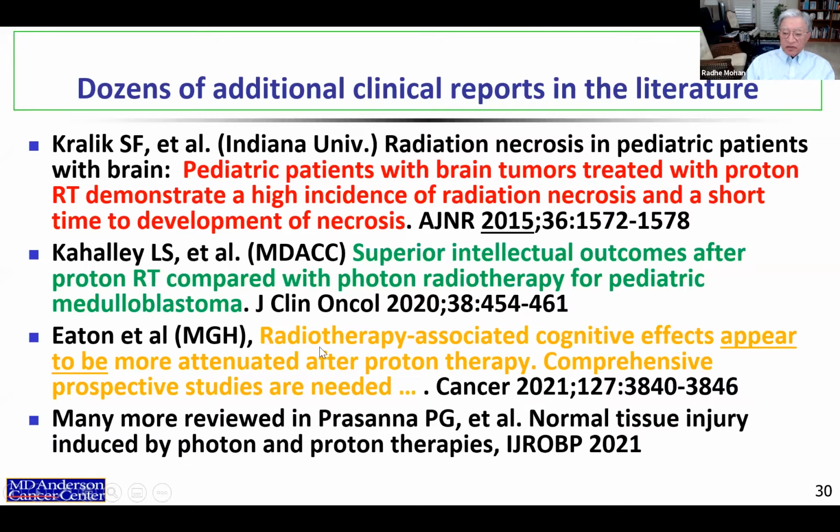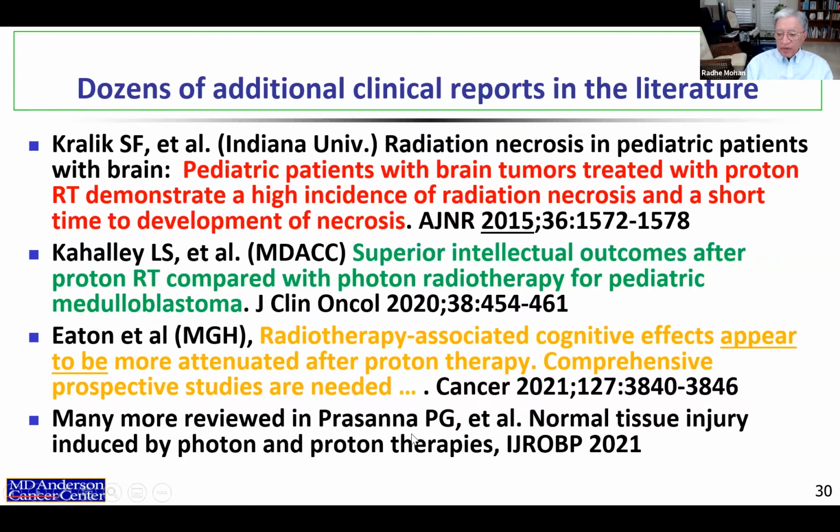However, most of these studies are sort of like this. Photon radiotherapy associated cognitive effects appear to be more attenuated than after proton therapy. In other words, it's suggestive of good results, but further comprehensive studies are needed. In other words, most of the studies are small and they're finding some hints of improvement, but that again points out what more needs to be done. In other words, although there is in principle a much greater advantage that may exist with protons, so far the results seem to be only marginally better or getting better.